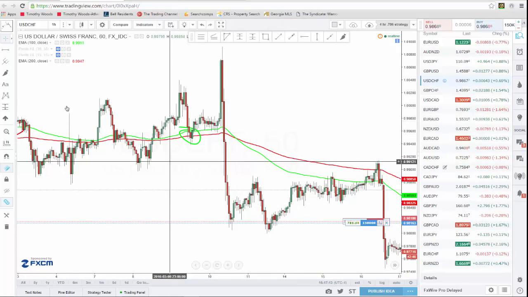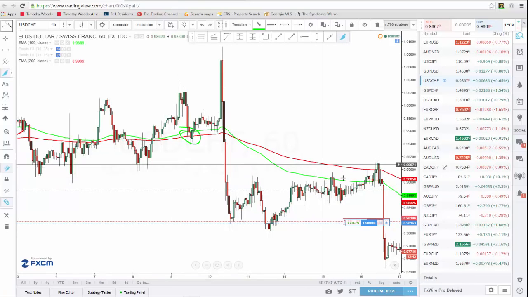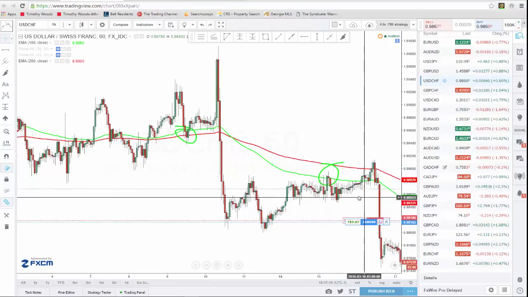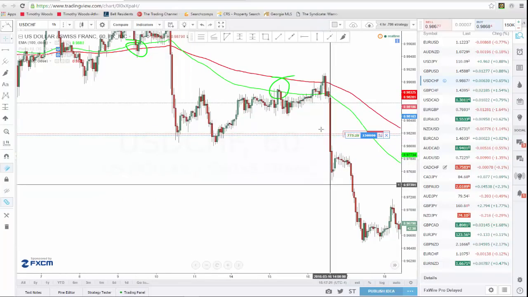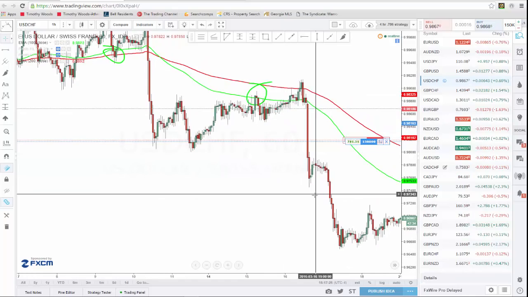Depending on stop placement, could have been a win or a loss. With my stops, this would have been a win. Now we have this big waterfall down. Depending on target placement, this could have been a very good trade.